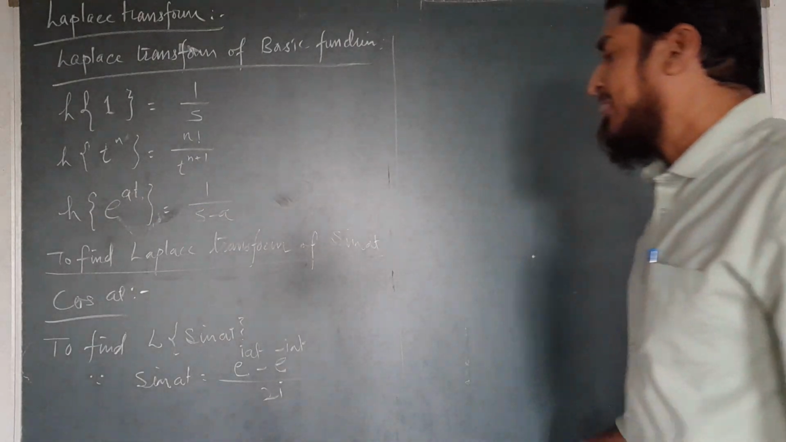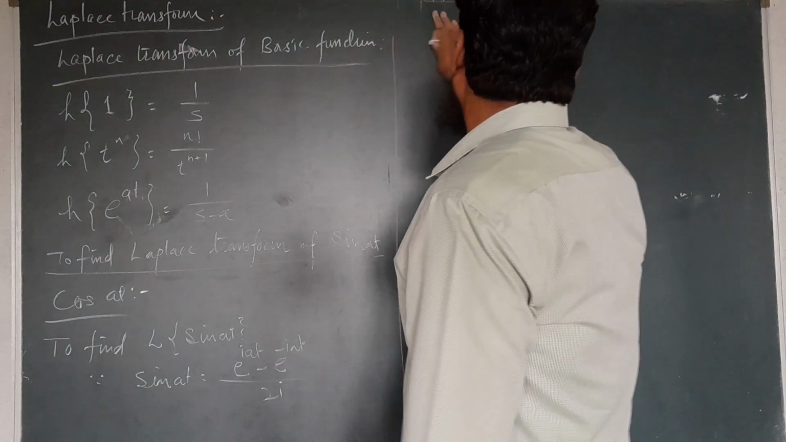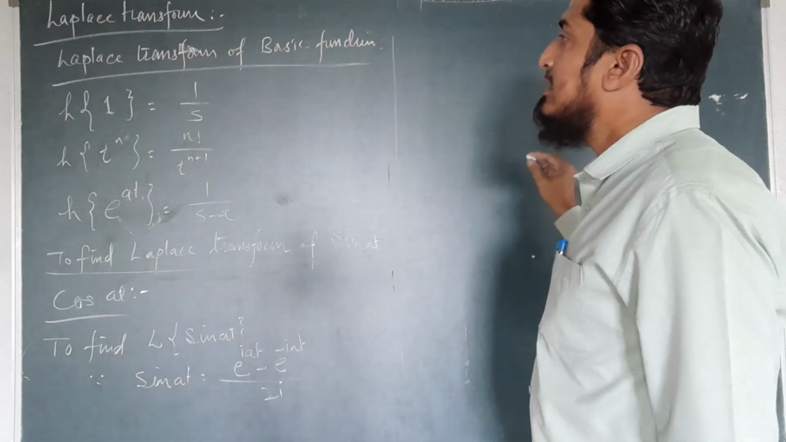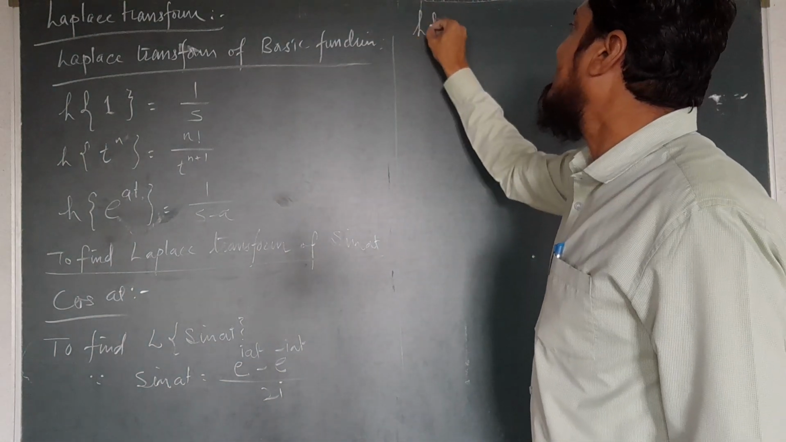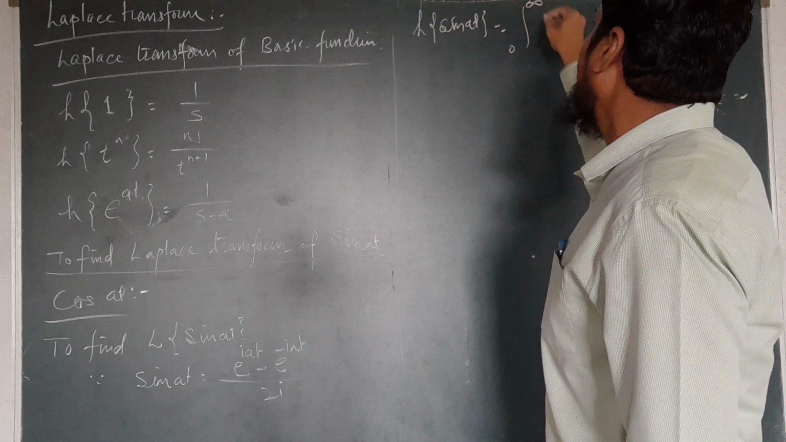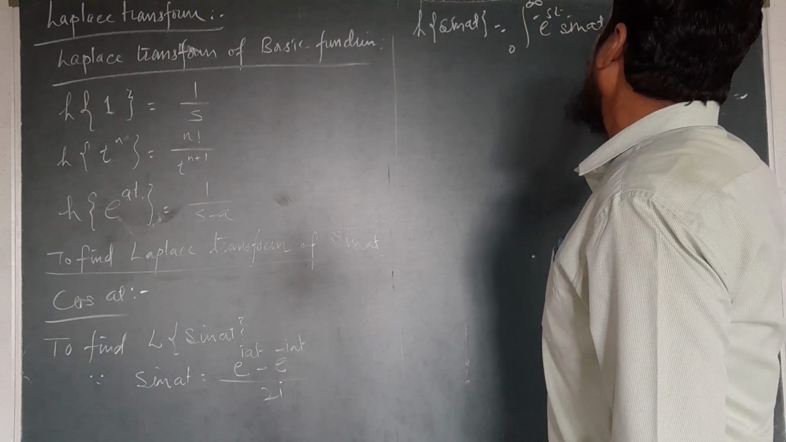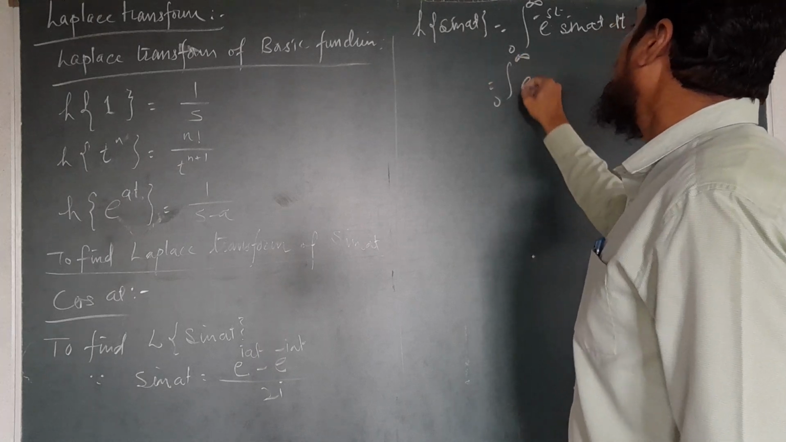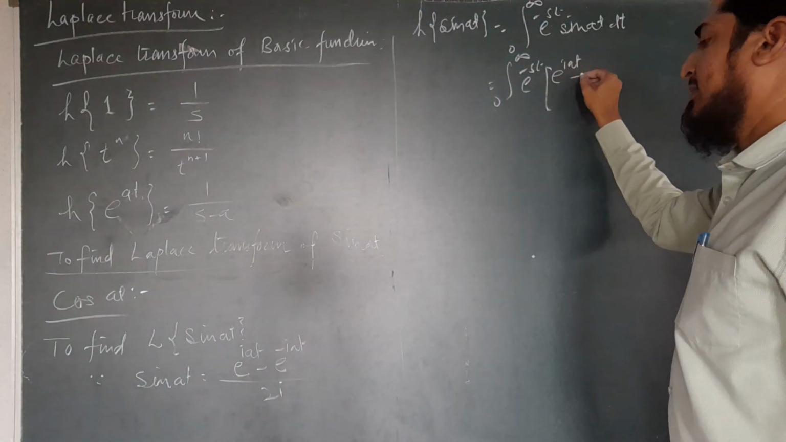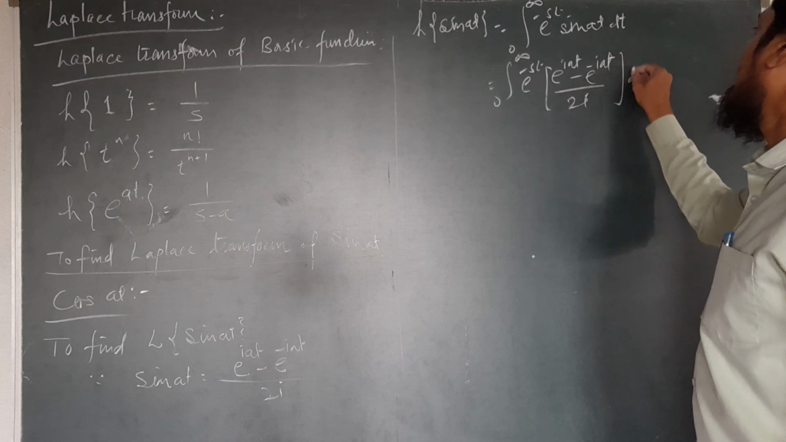So we can apply the Laplace transform definition, that is, the Laplace transform of sine at is equal to integration from 0 to infinity e raised to minus st sine at dt, correct? And we can write it as e raised to minus st into e raised to iat minus e raised to minus iat upon 2i, dt, correct?